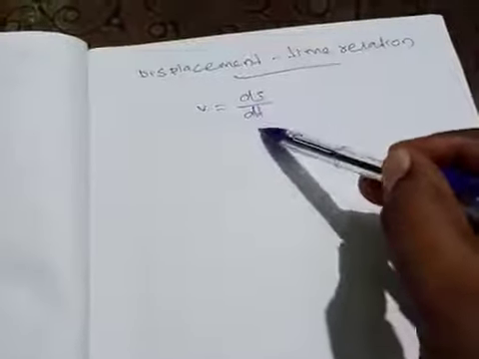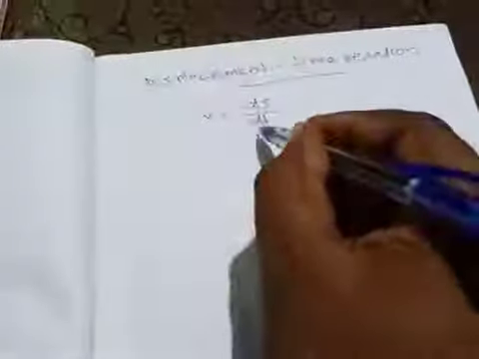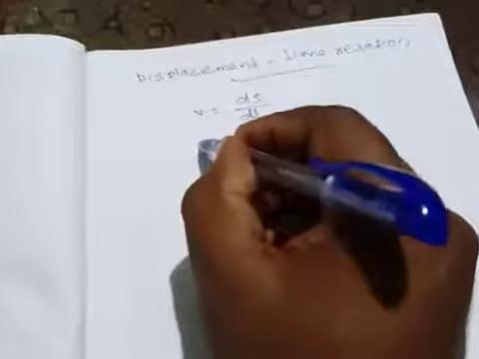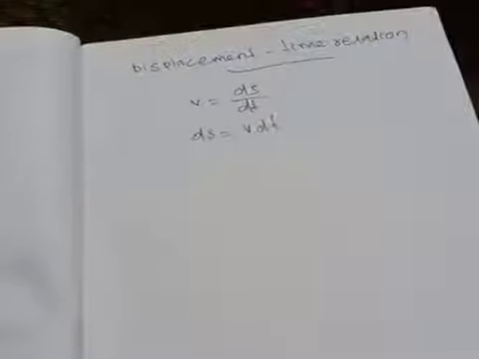We know that the velocity of the body v is equal to ds by dt. Velocity of the body means the first derivative of displacement with respect to time. That is v is equal to ds by dt. From this formula, take this dt here, cross multiplication. So ds is equal to v dt. Now take this as equation 3.